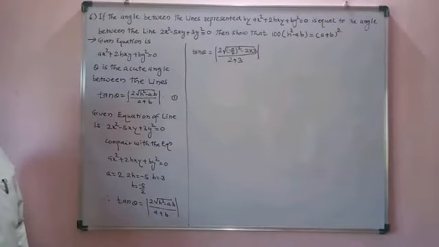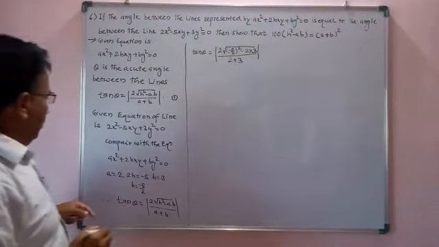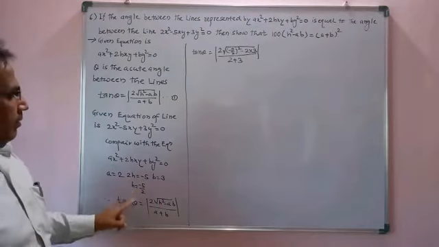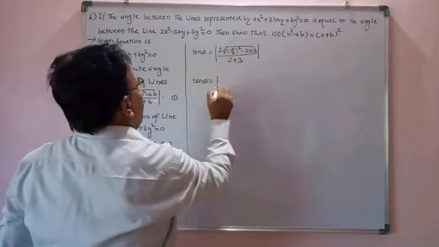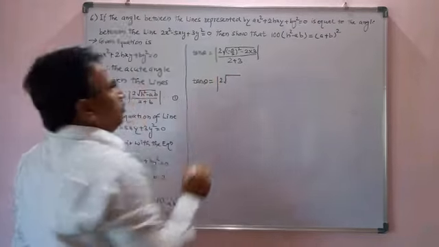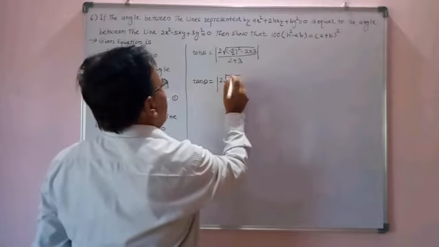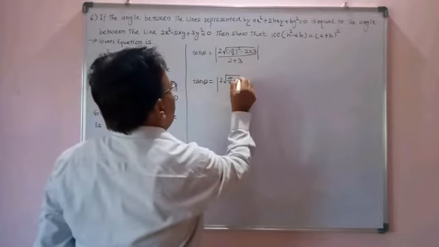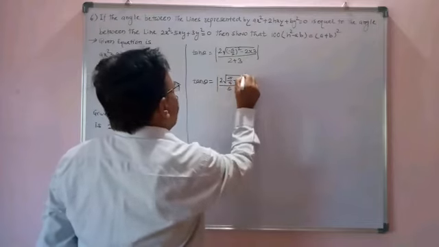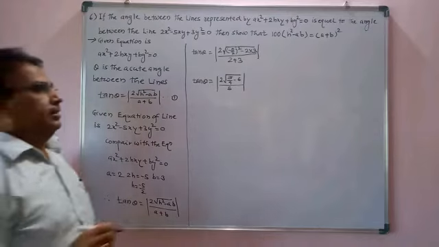Tan θ = |2√((−5/2)² − 2×3)/(2 + 3)|. (−5/2)² means +25/4, and 2 into 3 is 6, divided by 2 + 3 which is 5. So tan θ = 2√(25/4 − 6)/5.